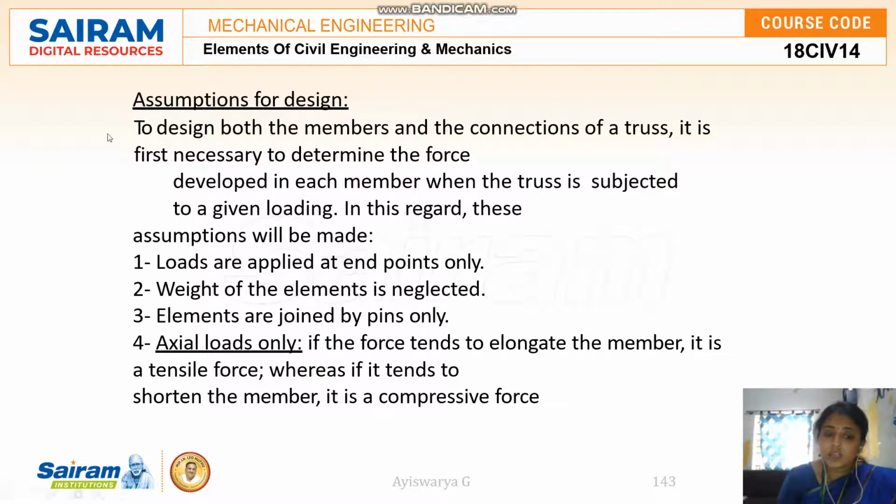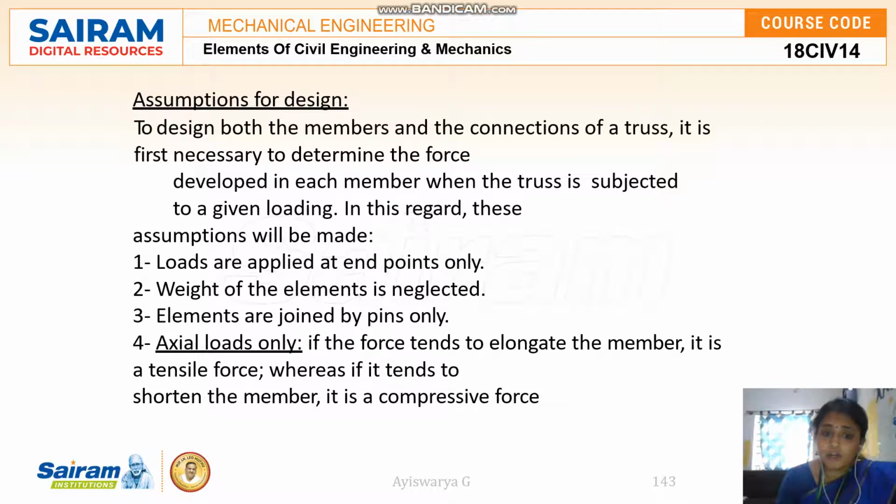So the assumptions for designing trusses are as follows. To design both the members and the connections of a truss, it is first necessary to determine the force developed in each member when the truss is subjected to the given loading. In this regard, the assumptions are: loads are applied at the end points, the weight of the element is neglected, and elements are joined only by pins. These three points were seen in the introductory part, but I am repeating them.